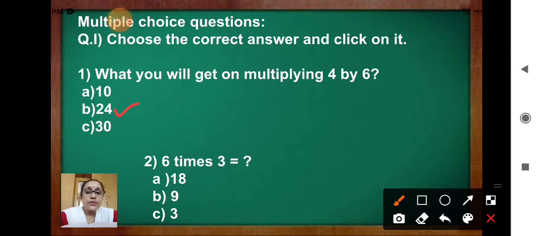Question 2. 6 times 3 equal to, yes, 6 threes are, say the tables. You have to learn the tables. 18. Finished? All have done? Only write the correct answer.